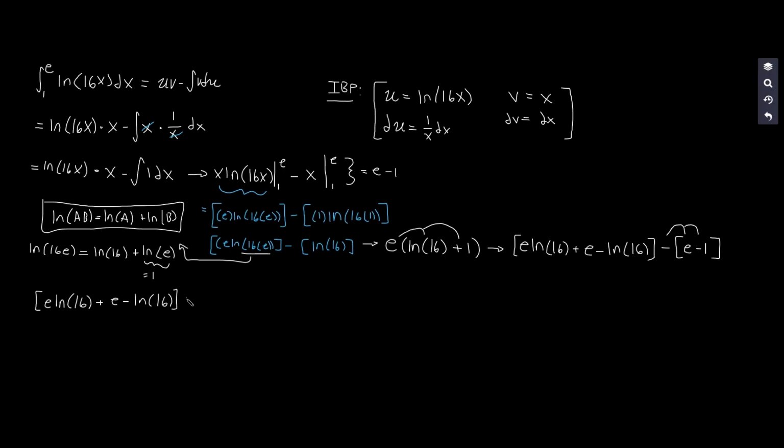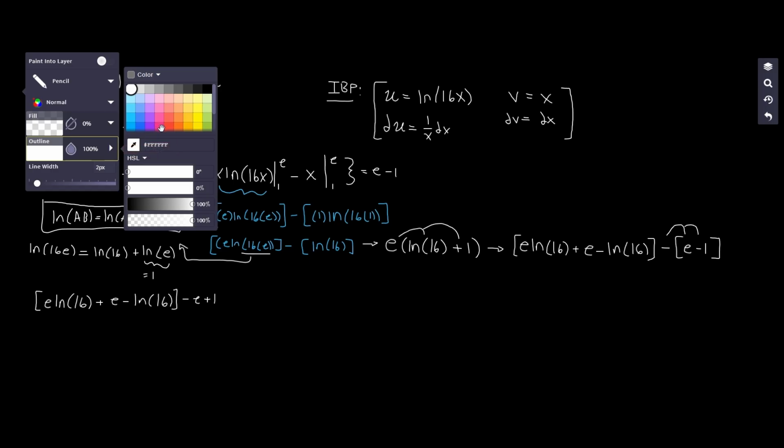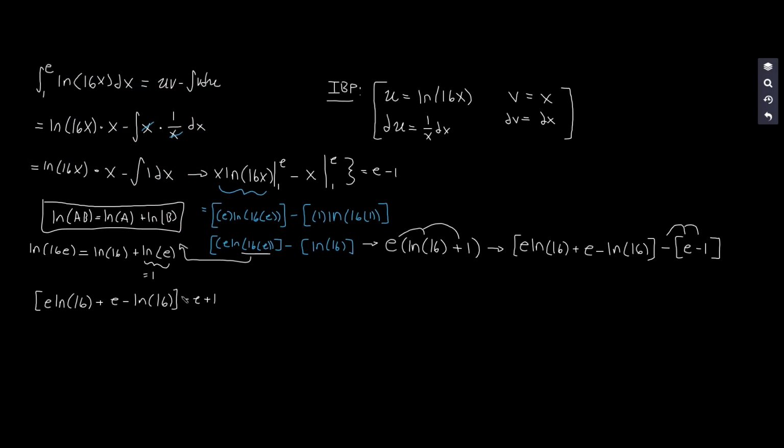So that's going to become minus e plus 1. Then perhaps we can see that these e's are going to cancel. Like this negative e and this positive e, these guys are just going to cancel out.